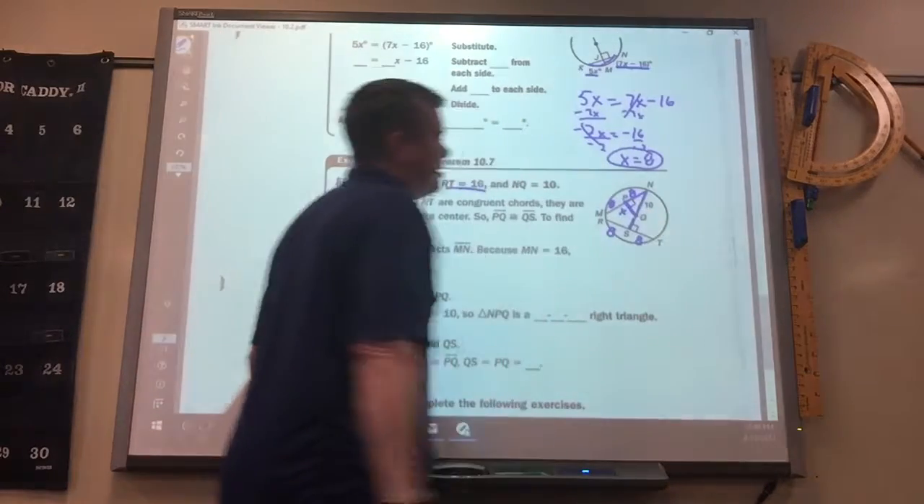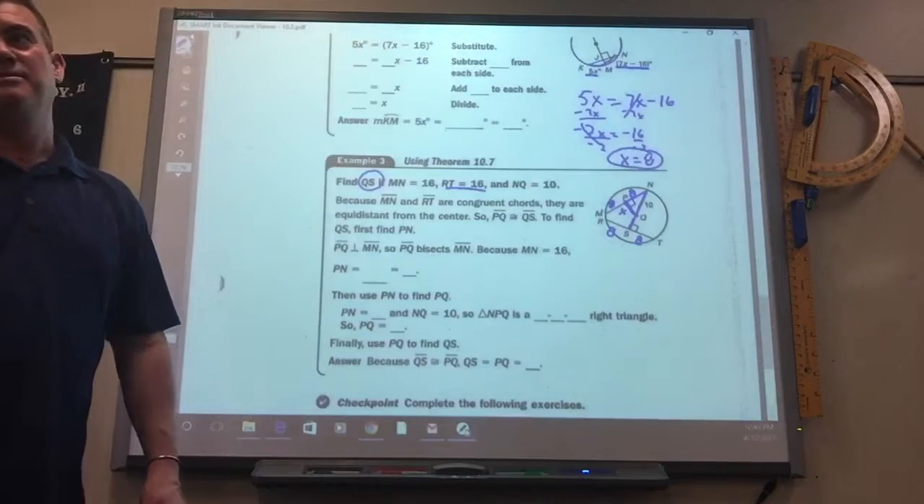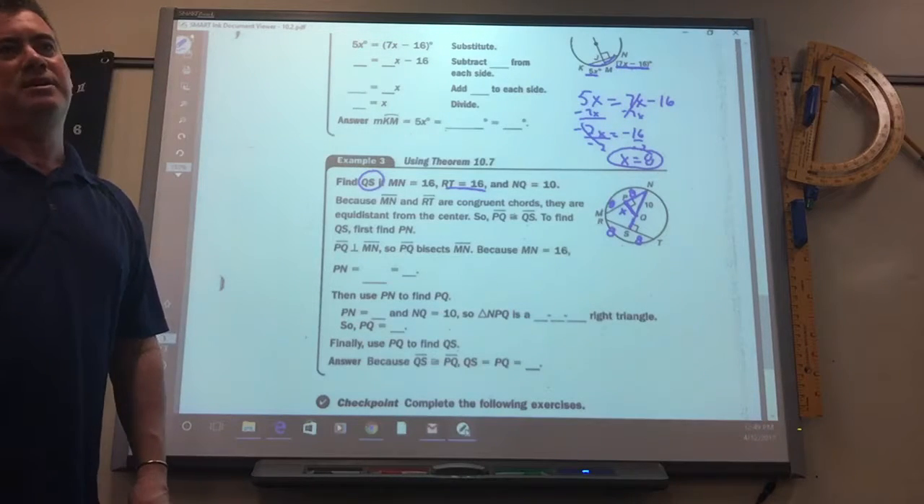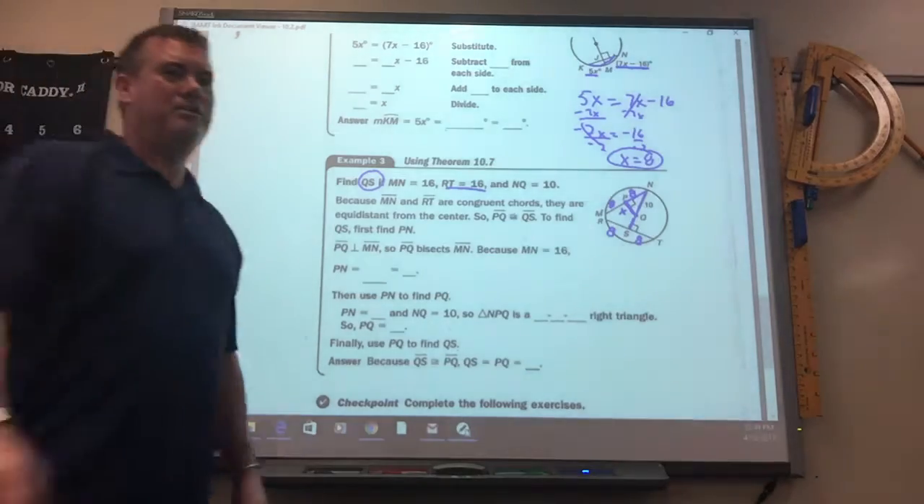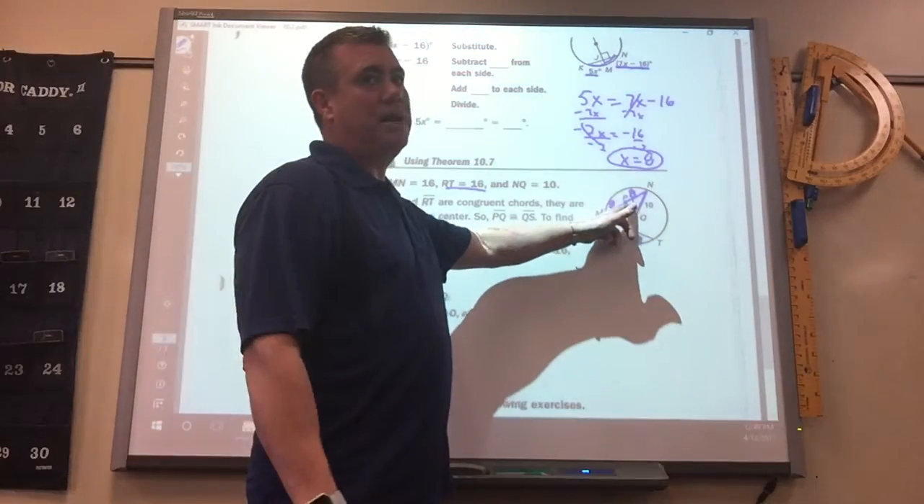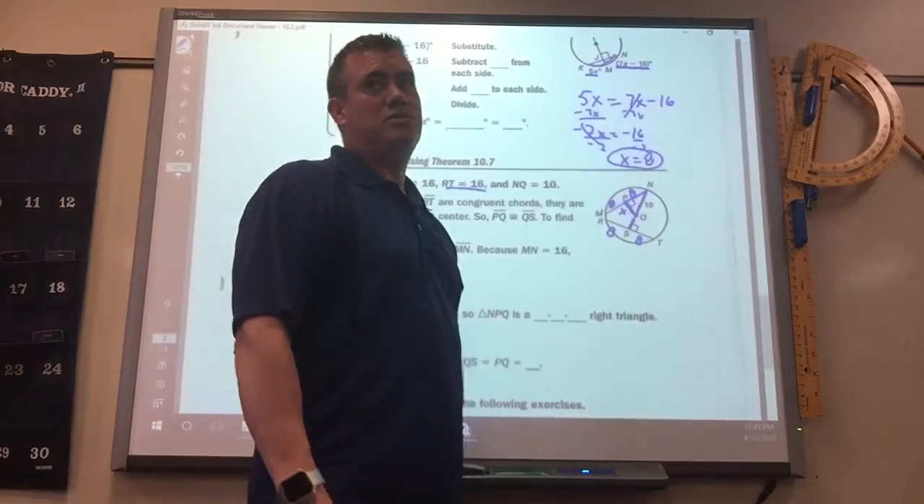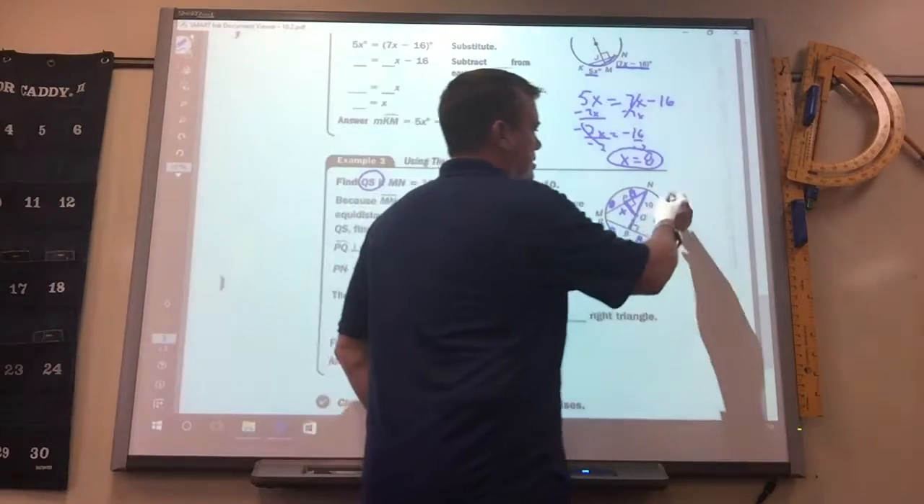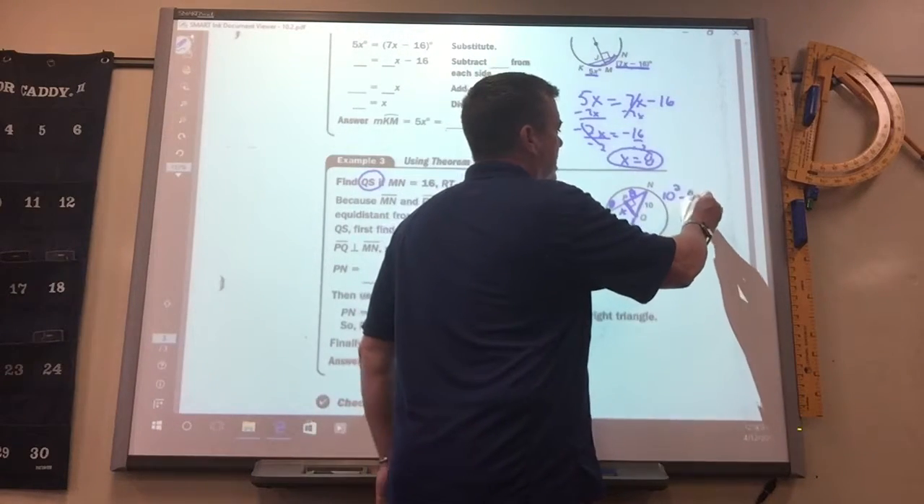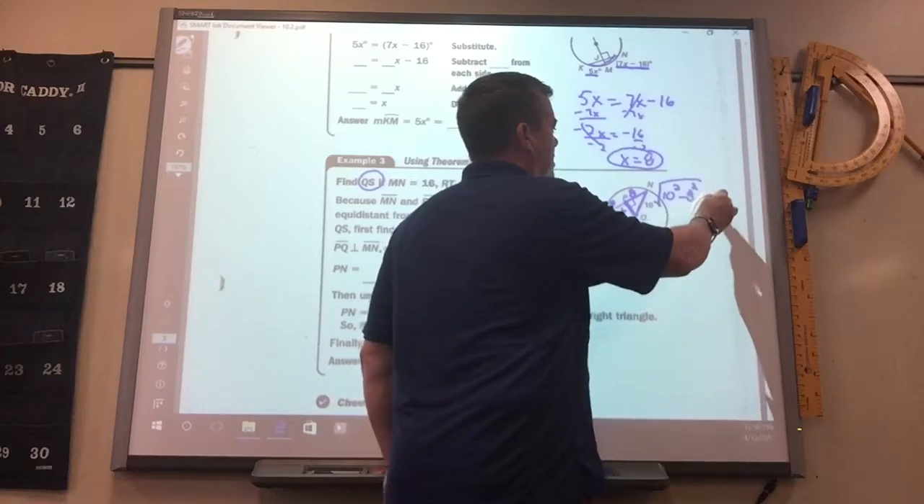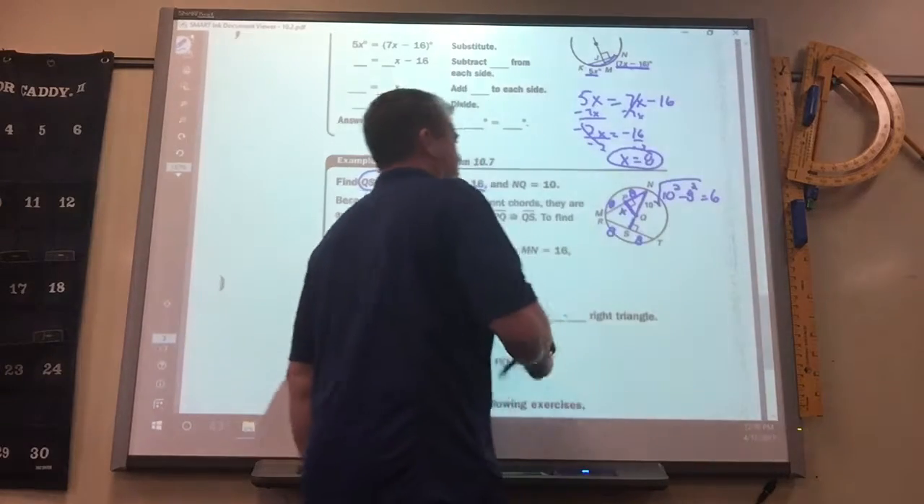Any idea how we can find what x is? Thinking back to what we just did last chapter. Pythagorean theorem. It forms a right triangle. You know two sides, so use the Pythagorean theorem. 10 squared minus 8 squared. Square root of it is 6. So easy.